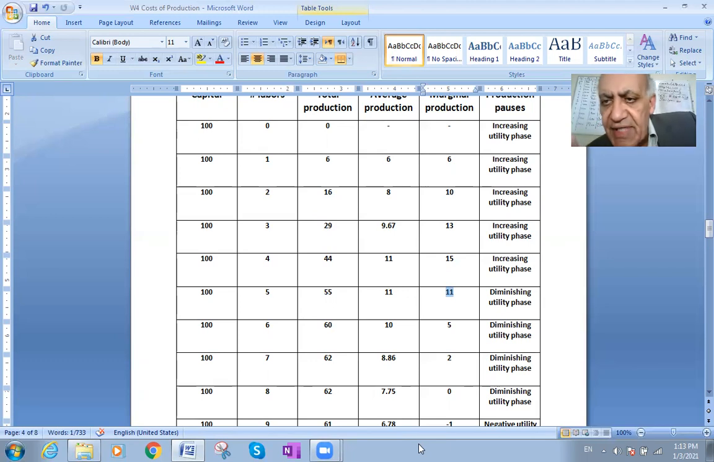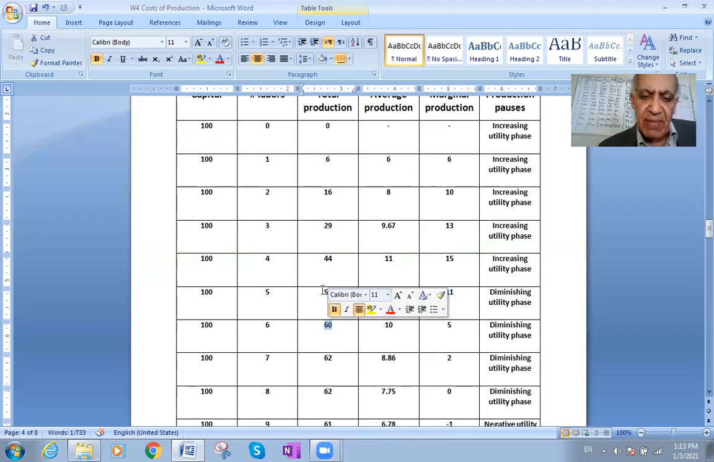And this is not the first time for us to calculate the marginal. The marginal is the difference between the total you are standing on and the one before. It will give you the marginal, right? So as an example, let's go for the others. 60 minus 55 will give me 5. 62 minus 60 will give me 2.